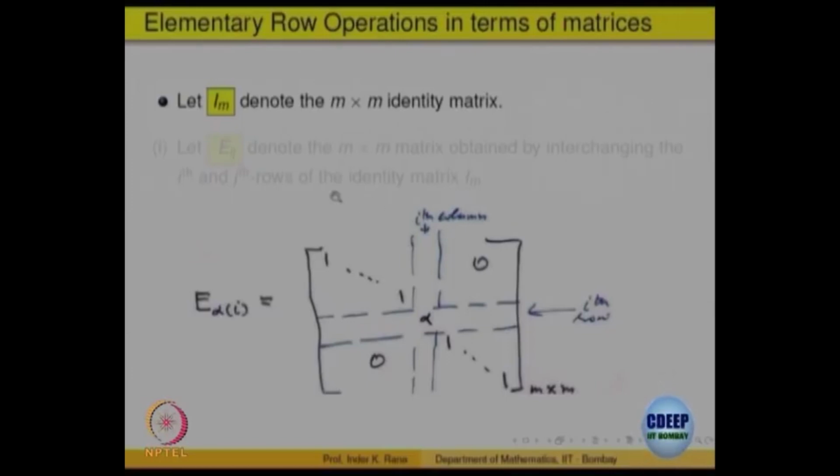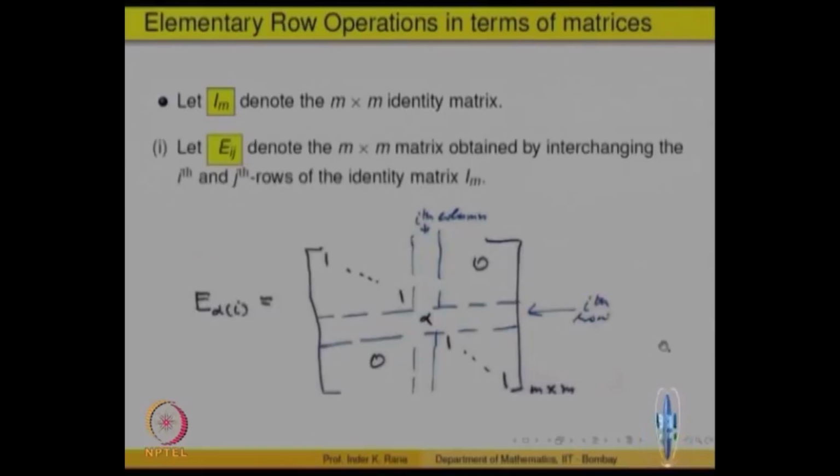To do that, we start with an identity matrix, M cross M, any identity matrix of order M cross M. What you do on this identity matrix is the operation that you want to do. You want to interchange the ith row with the jth row. So, for the identity matrix, interchange its ith row with the jth row. That will give you a new matrix. The identity matrix will change. The changed matrix is called Eij.